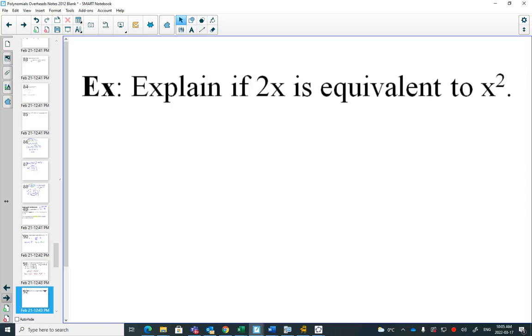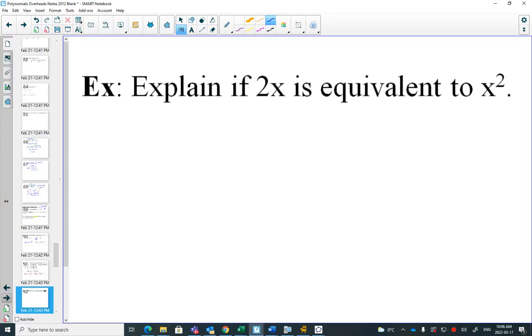Now I'm going to tell you these aren't equivalent. How would you show that something isn't equivalent? You can't just say, just because I know. How do you prove that those aren't equal? Because this is 2x, and that's x squared. Why aren't they equal? Well, it can be small, it can be big. Because they're not the same.